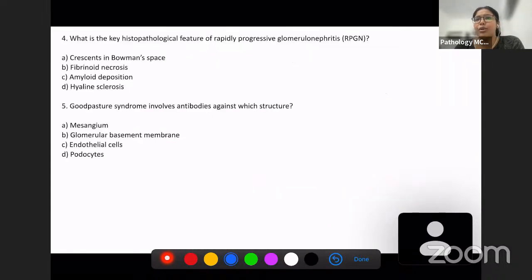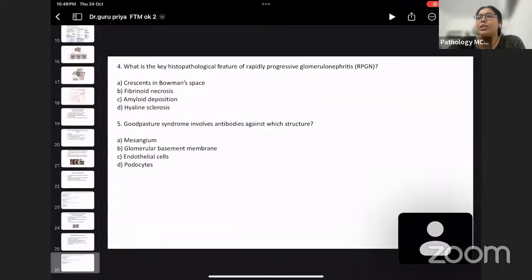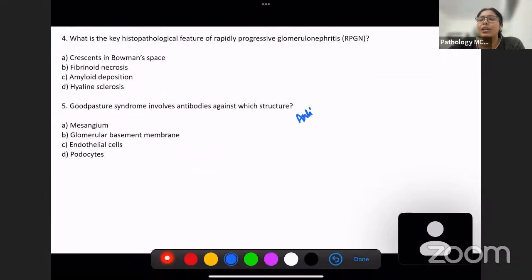Now let's discuss a few MCQs again. What is the key histopathological feature of rapidly progressive glomerulonephritis? Right, easy, crescents in the Bowman space. We already saw what crescents are, how they look like. Fibrinoid necrosis, no. Amyloid deposition, no. Not even hypersclerosis. Goodpasture syndrome involves which antibodies against which structure? Very easy. Again, glomerular basement membrane. So Goodpasture syndrome is also known as anti-GBM disease, right? So anti-GBM disease and hence against the glomerular basement membrane.